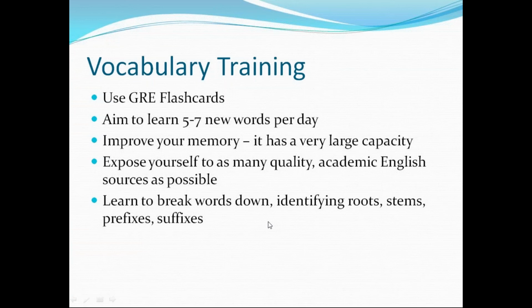For example, before, as a prefix, "pre" means something before something else, and that will give you a clue as to the meaning of the word.